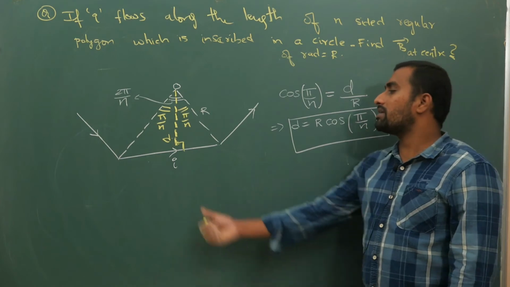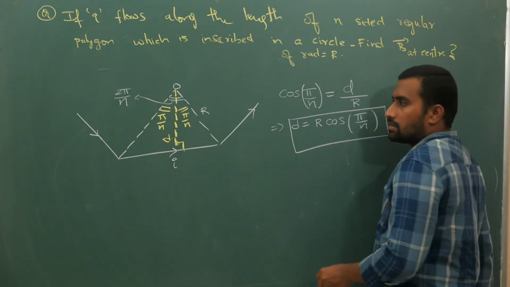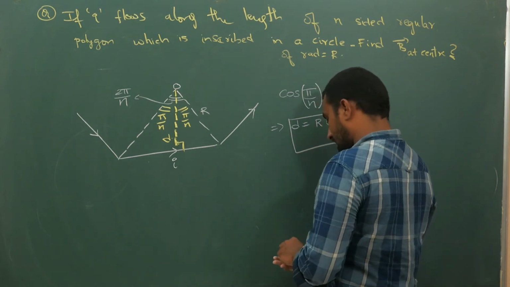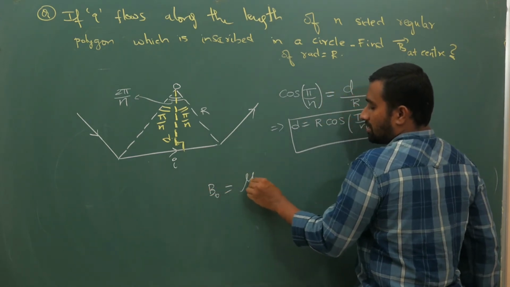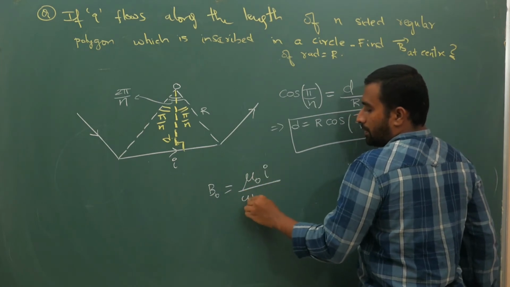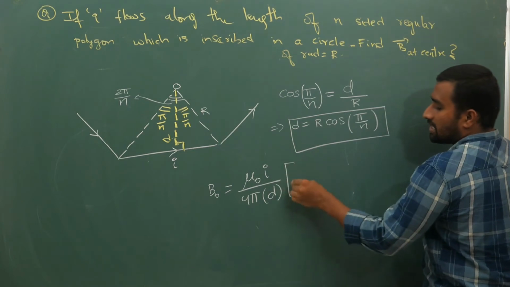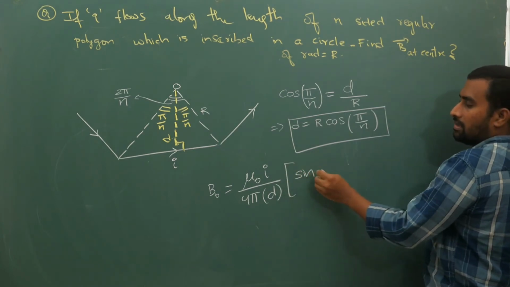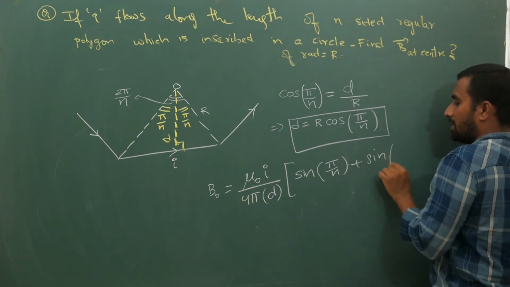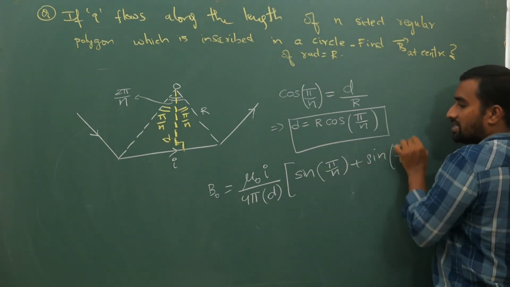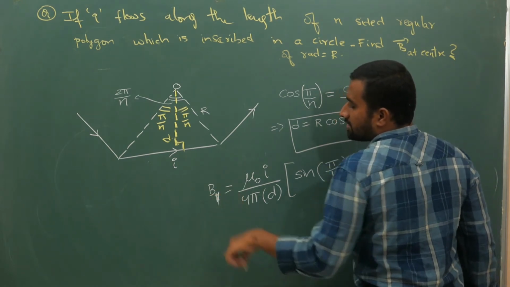Now once you get the value of d, what is the magnetic field? Your magnetic field at the center, we have the formula mu naught I by 4 pi into the perpendicular distance d times sin alpha plus sin beta, which is sin of pi by n plus sin of pi by n. This is because of a single side, B1.